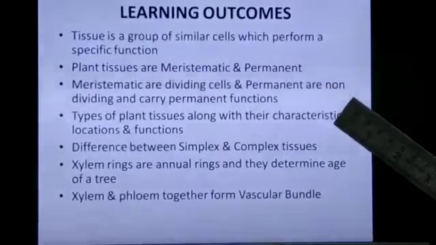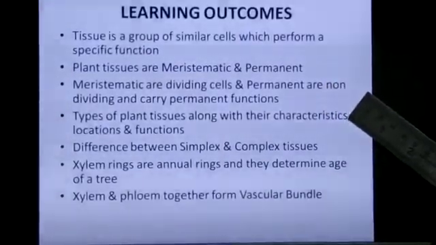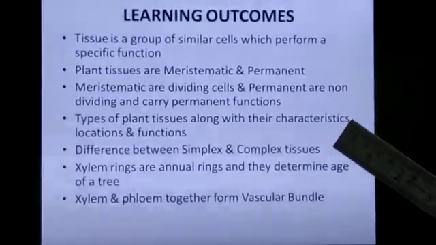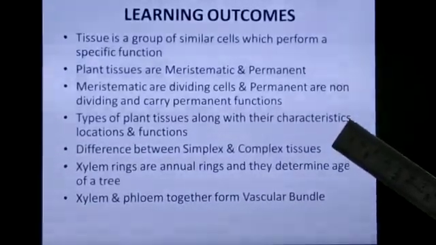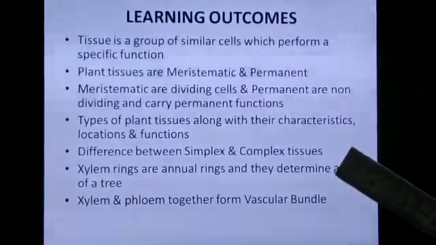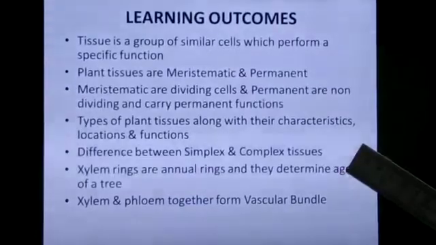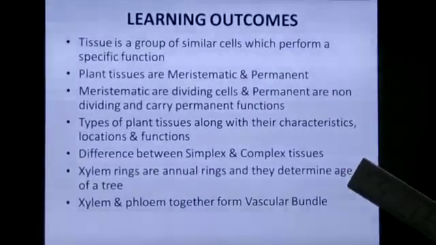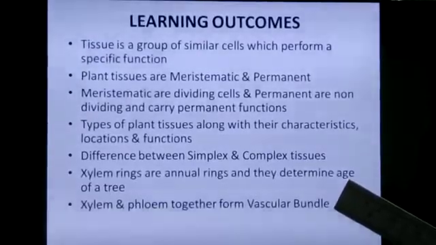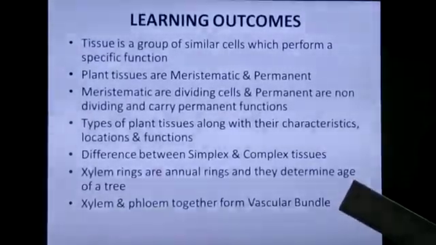You learnt about various types of plant tissues with their characteristics, locations and functions. You also came to know about the difference between simple and complex tissues. Xylem rings, which are also called annual rings, determine the age of a tree. You learnt about the vascular bundle, which is formed by xylem and phloem.